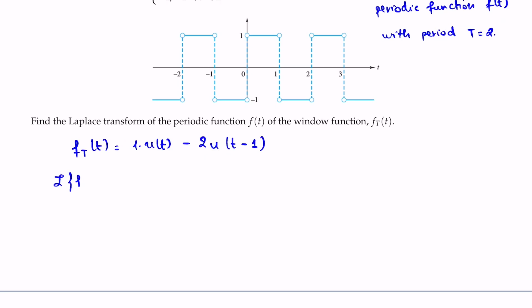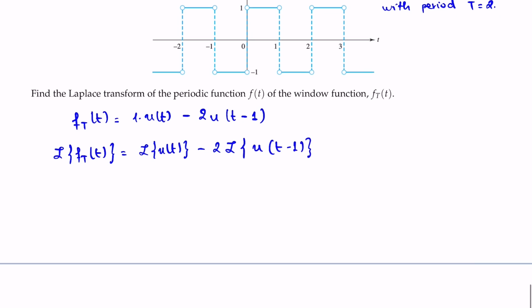That is the Laplace transform of f sub T of t equal to the Laplace transform of u of t minus 2 times the Laplace transform of u of t minus 1. So the Laplace transform of u of t is equal to 1, minus 2 times the Laplace transform of u of t minus 1, which is equal to e to the negative s divided by s. Right, again, I just go to the Laplace transform table and look for the Laplace transform of u of t minus 1. And the left-hand side is the capital F sub T of s. Right, so that is the Laplace transform of the window function.